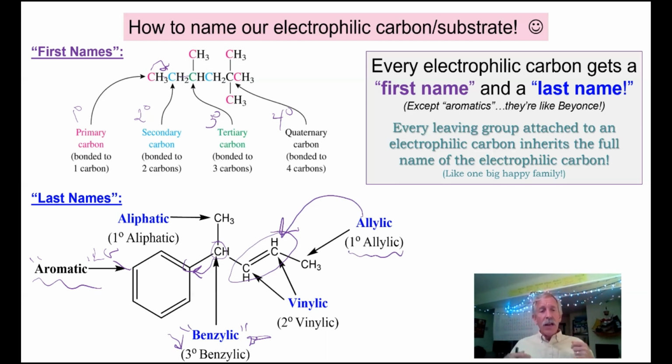And therefore, the catch-all, end-all is if it's not aromatic, if it's not benzylic, if it's not vinylic, if it's not allylic, if it's none of those specialty names, then we group it all into the generic catch-all name for anything that's not one of the other 4, aliphatic.